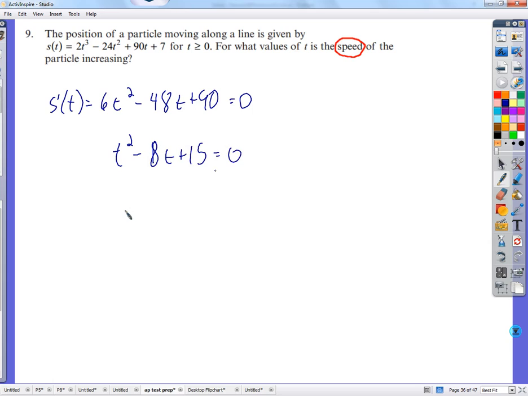And then I have t equals 5, and negative 3, about that. Is that? Yeah. Oh, negative. So no, it's like t minus 5 and t minus 3.